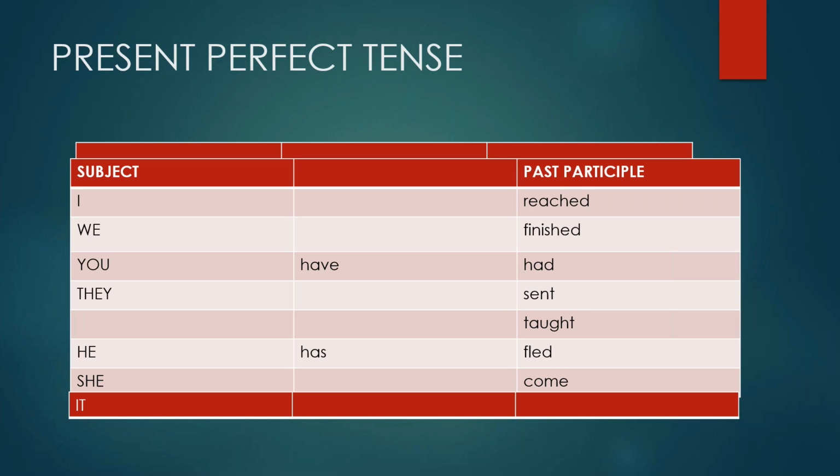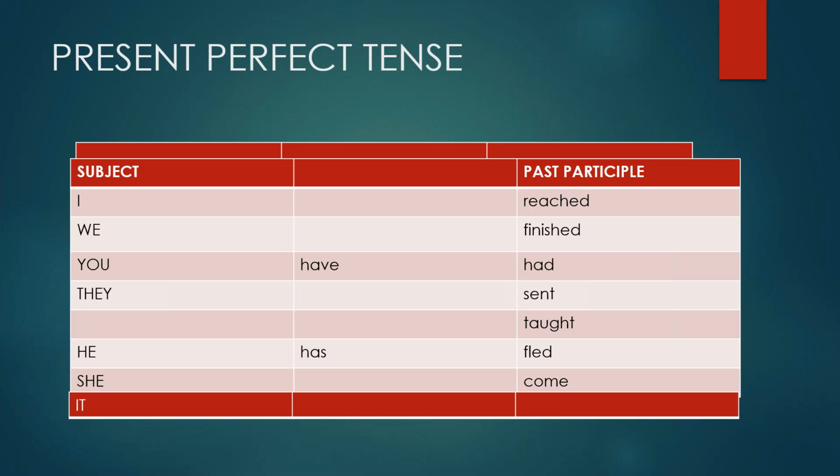The first verb we have here is reached, then we have finished, then had, sent, taught, come. Now here if you look at these particular verb forms, reached, if you see here we have the ed form. If you look at the first form of the verb, that is the base form, what will be that? Reached. And the ed form is reached, and the third form also reached, which you have already learned, right?